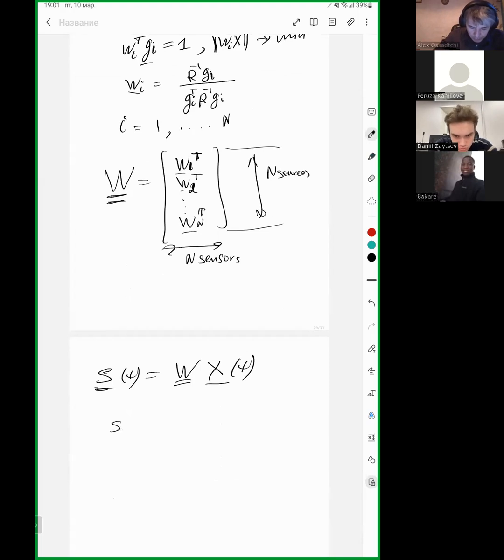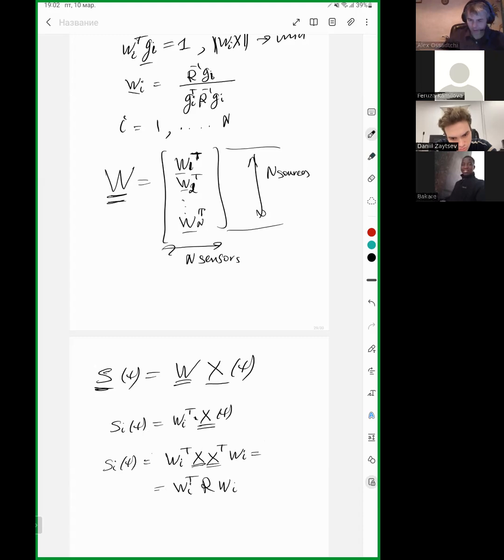How? Let's say for the i-th source, it is W_i transpose times x of t. What is the power of this? The power of s_i of t is equal, excluding the dividing, to simply W transpose x x transpose W. Agreed? And since it's a matrix, it is basically W_i transpose R W_i, clearly. So the power of the i-th source is this.